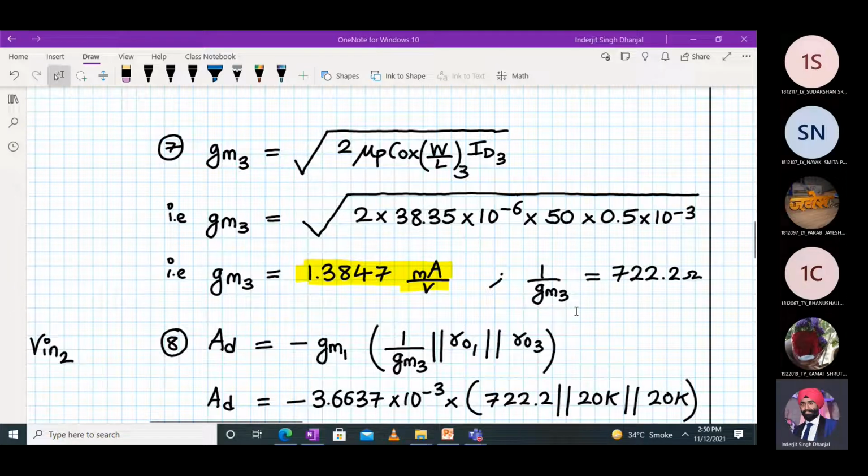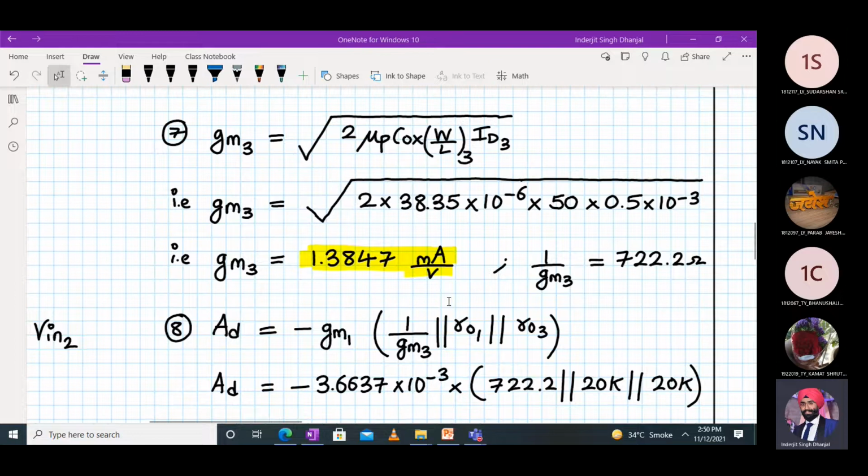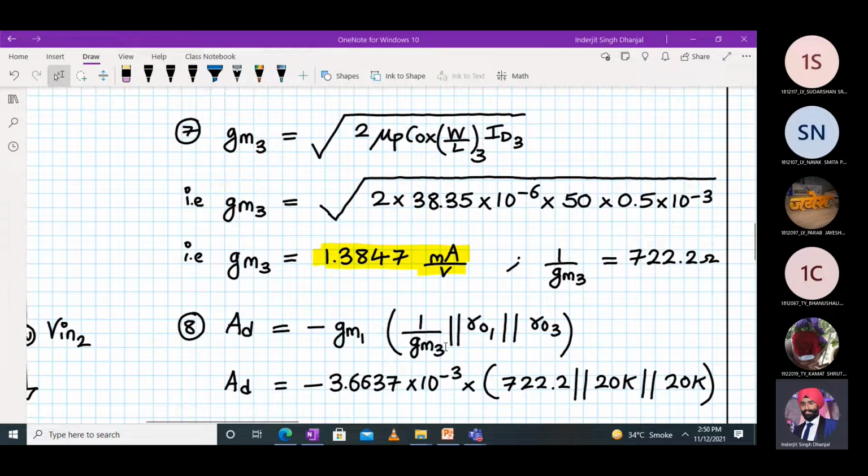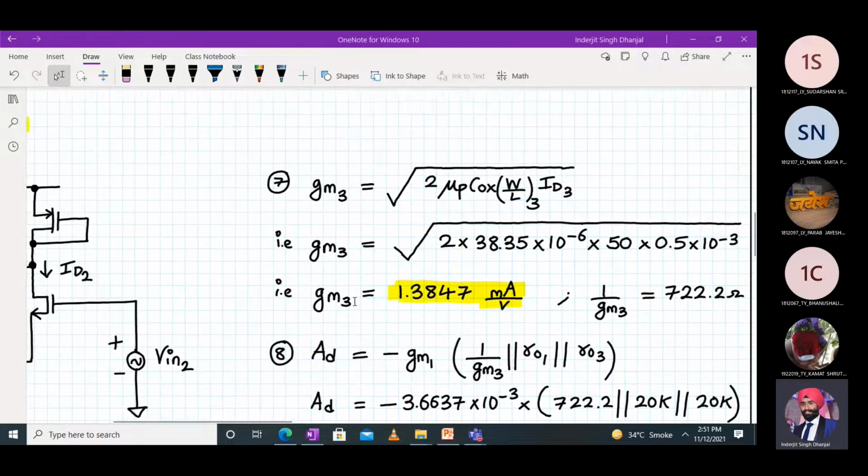And what is 1 upon GM3? 722.2 ohms. So once you get the value of GM3, please substitute in this formula and AD will be minus GM1, which is 3.66 milli, into 1 upon GM3, which is 722 parallel to 20K parallel to 20K. So 20K parallel to 20K will be 10K. So differential gain will be minus 3.66 milli into 722 parallel to 10K. So the result will be lesser than 722 ohms. Please tell me the value of differential gain you get in your calculator for this scenario.